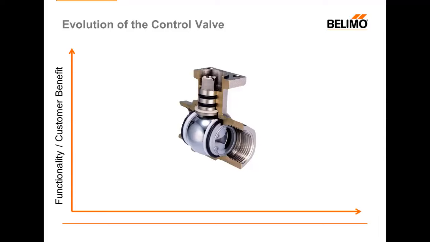What is shown here is a Belimo characterized control valve, but we could also have showed you a globe valve or any other type of traditional control valve. These valves are more or less open depending on the movement of the valve stem. This is the only thing that the controller controls.